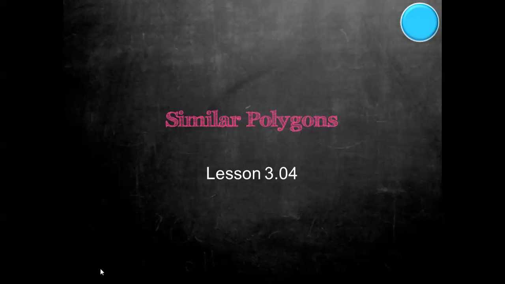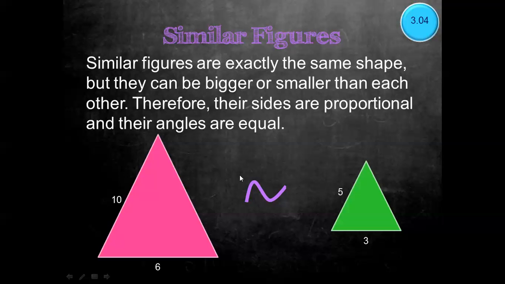In this video, we are going to cover the second part of similar polygons. So just to review, similar figures are exactly the same shape, but they can be bigger or smaller than each other. So that means same shape, but different sides. Therefore, the sides are proportional and the angles are equal.